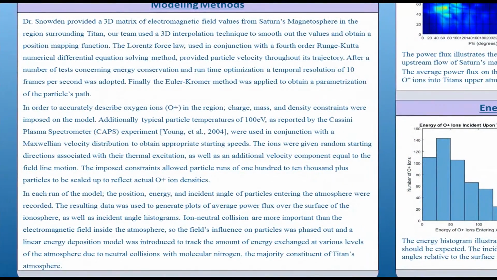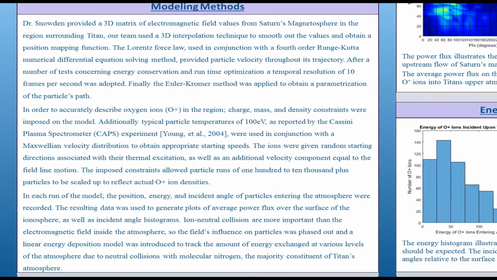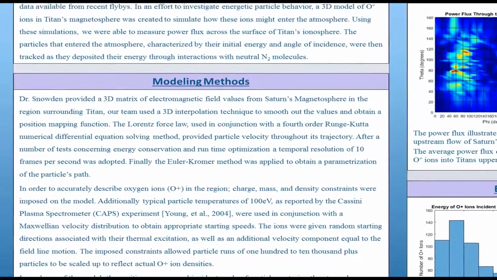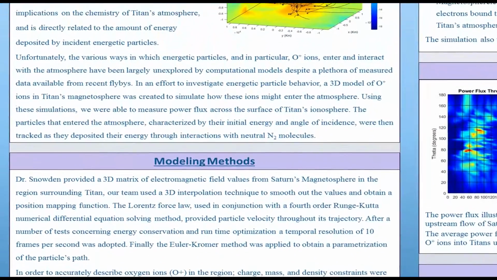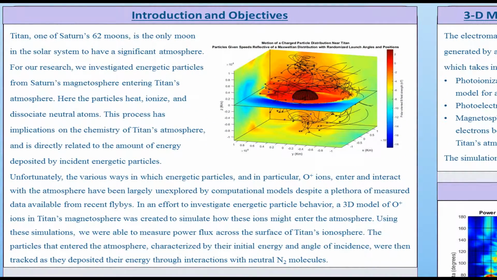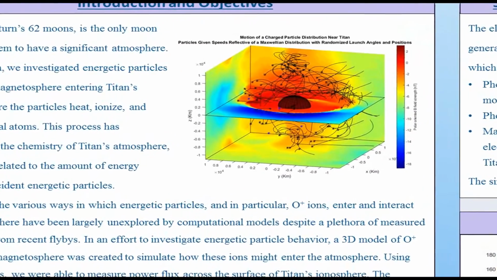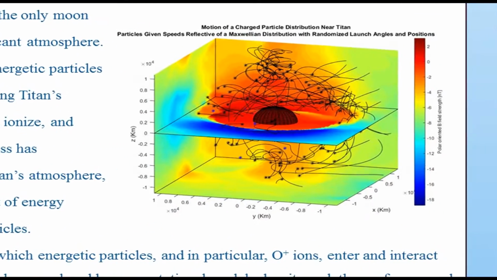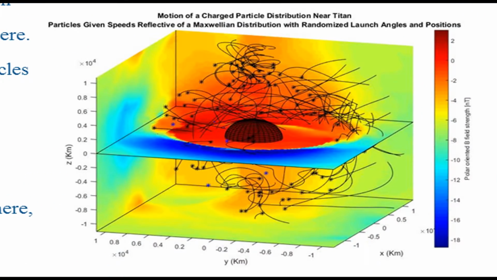In order to accurately describe oxygen ions in the region surrounding Titan, a series of constraints concerning charge, mass, density, and average temperature were implemented. The resulting values enabled us to use a Maxwellian velocity distribution to obtain initial speeds. Particles were then given random starting positions outside of the ionosphere and random initial directions associated with the thermal excitation. Adding in the bulk motion of the magnetosphere relative to Titan allowed simulations of at times over 10,000 particles to be scaled up to reflect actual oxygen ion densities.